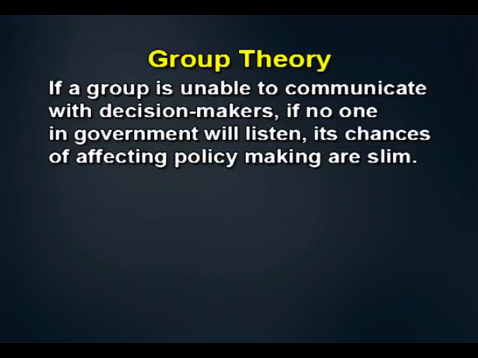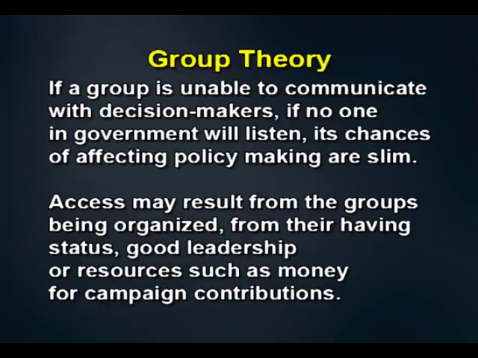Obviously, if a group is unable to communicate with decision makers, if no one in government will listen, its chances of affecting policy making are slim. Access may result from the group being organized, from their having status, good leadership or resources such as money for campaign contributions. Social lobbying, the wining, dining and entertaining of legislators and other public officials, can be understood as an effort to create access by engendering a feeling of obligation to the groups involved.